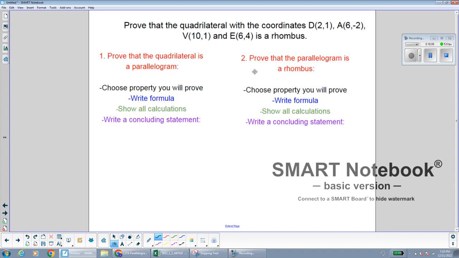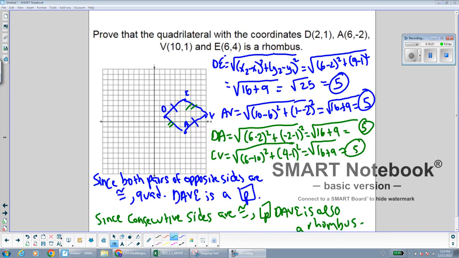I'm going to pause the video and I'm going to show you one way to do it. I'm going to use a different property of parallelograms than I did before with the rectangles. With the rectangles, I did the midpoint formula of the diagonals to show that the diagonals bisect each other. I'll use a different property so you can see another one done for this one. Here is one way of doing it. To prove that it was a parallelogram, I used the distance formula and showed that the opposite sides were congruent. And since all of the sides ended up being the same length, the consecutive sides were congruent, which showed that the parallelogram was also a rhombus.